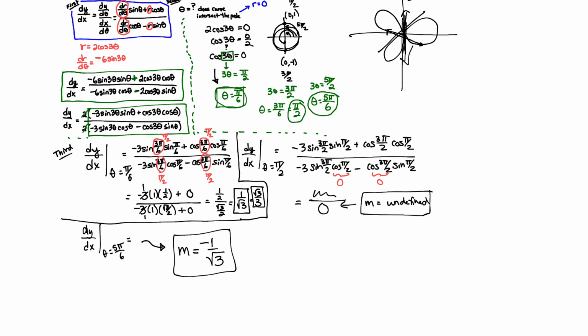So we have one that goes positive. Slope is 1 over square root 3. We have one here that's undefined. Slope is undefined. And then we have a third slope that goes down right there. And that one has negative 1 over square root 3.